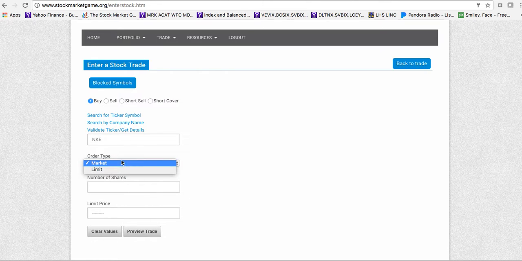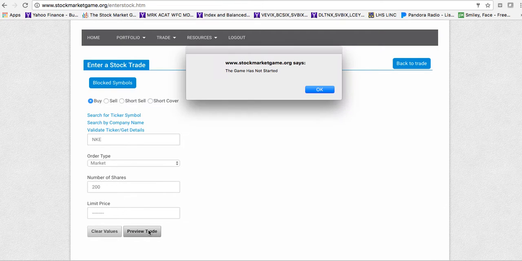The market type of order I want is the default one, which is a market. The limit order doesn't work for this particular game. Let's say the number of shares I was going to buy was 200, and limit price doesn't matter because I don't have that as an option. So then I'm going to click on preview the trade. Okay, now this tells me that the game has not started yet, and so I'm unable to do that. Once the game is started tomorrow, this will be different.